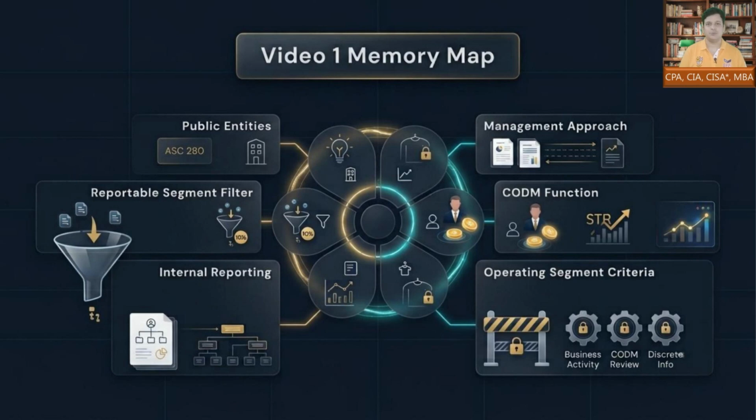In video 2, we will cover the 10% revenue, profit or loss and asset tests, the 75% external revenue test, aggregation, and a full segment testing illustration.